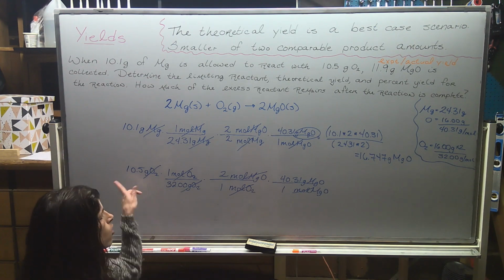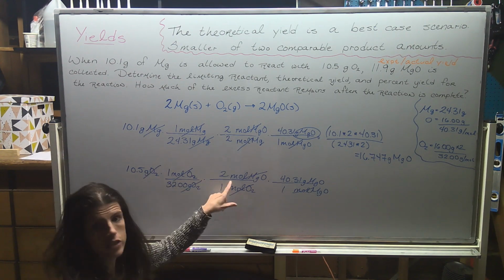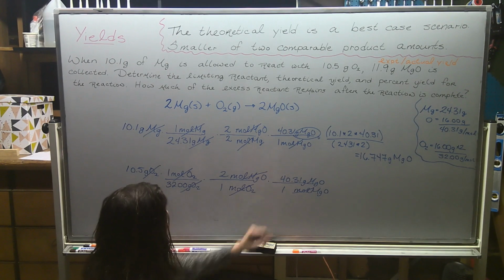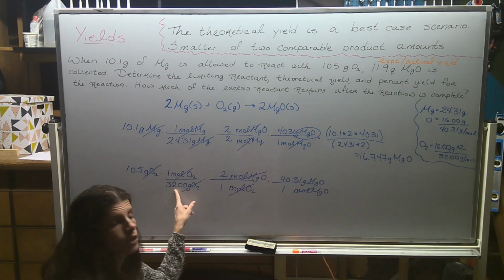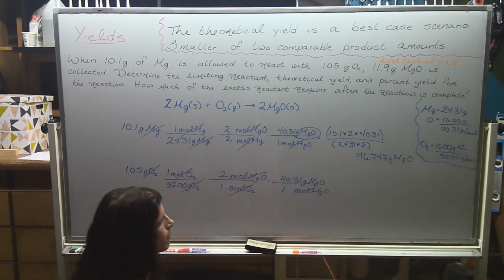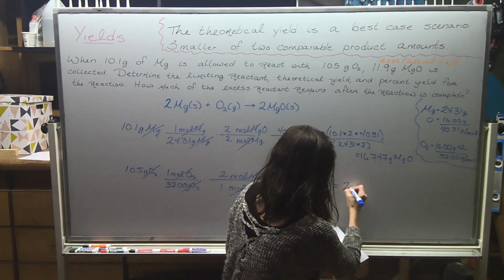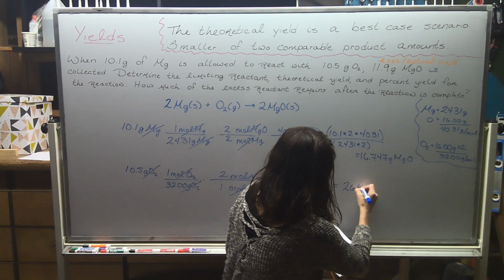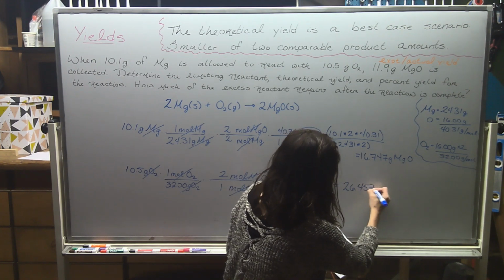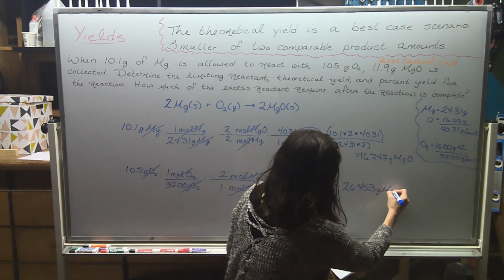In my calculator, open up the parentheses, 10.5 times 2 times 40.31. Close the parentheses, hit the divide. There's only one number in the bottom, so I could just do divide by 32. When I did this one, I got 26.453 grams of magnesium oxide.